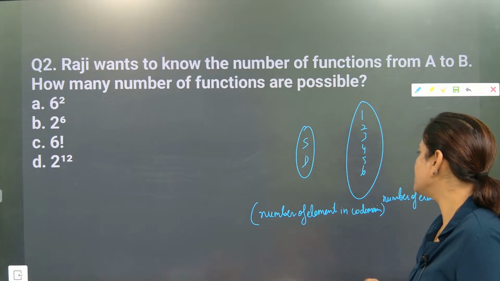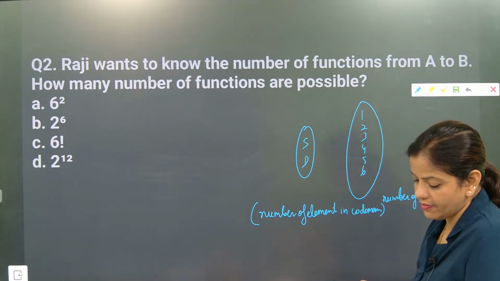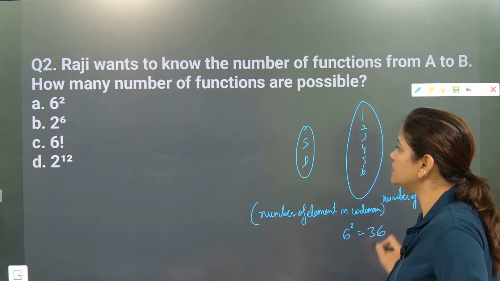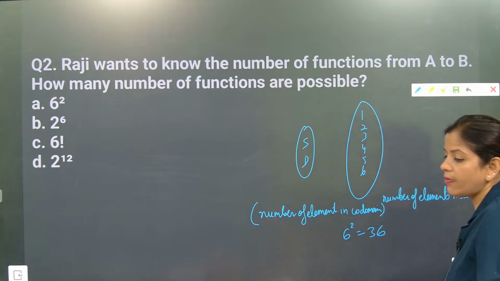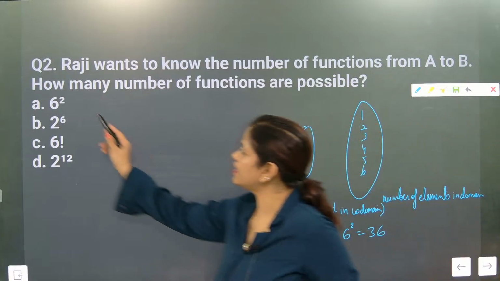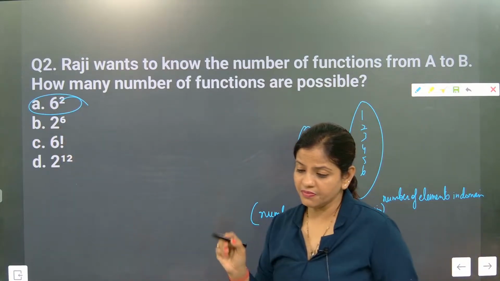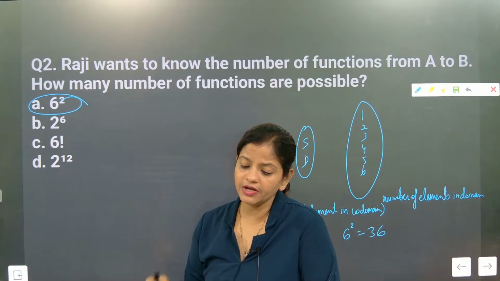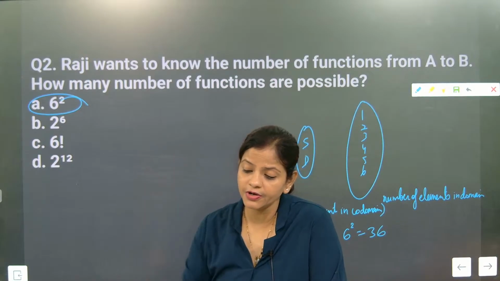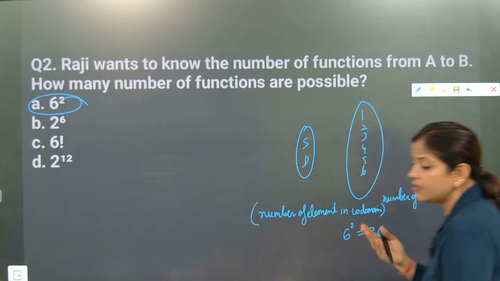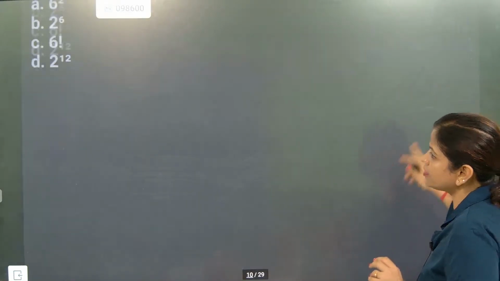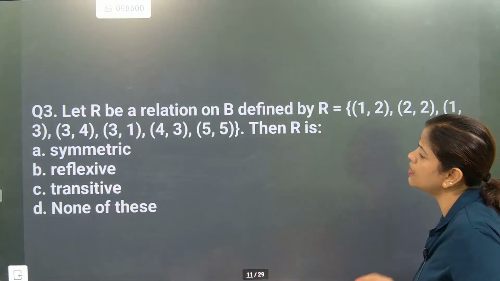Number of elements in codomain is 6 and number of elements in domain is 2. So how many functions are possible? 36, so 6 to the power 2. That means which one is our correct answer? This. Always remember this formula: number of elements in codomain to the power number of elements in domain. This will give you the number of possible functions. These are some of the very short tricks. It will always be useful.